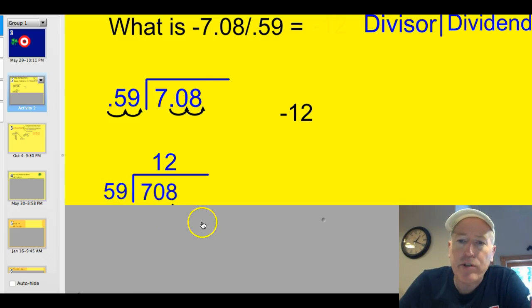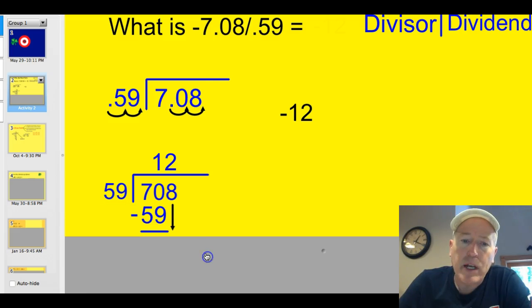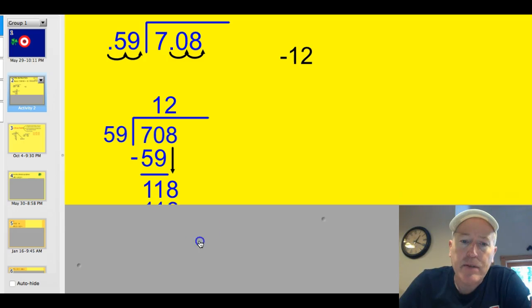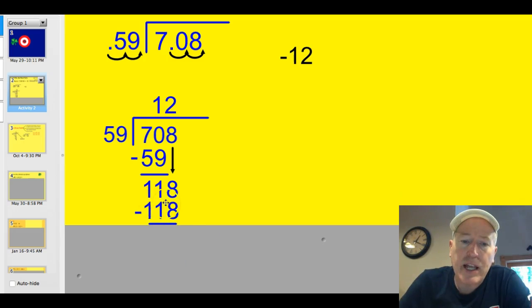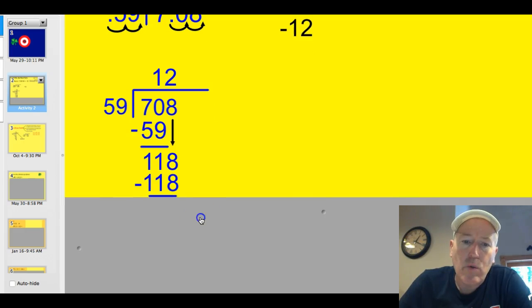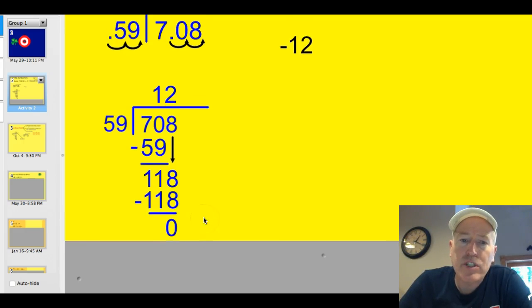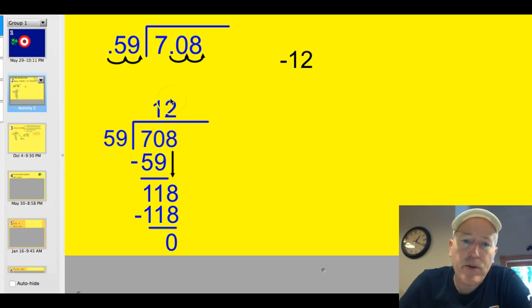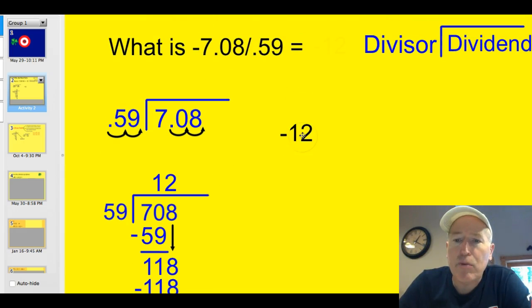If you work through it, you'll see that this answer is 12, but I'll take you through. We take 1 times 59 is 59, and we subtract it out. We've got 11 left over. We can bring that 8 down. Now we know that 59 will go into 118 2 times. So we'll multiply that and subtract it out. We'll have a 0. We have our answer up here, 12, but we have to go back into the problem and see how that works out.